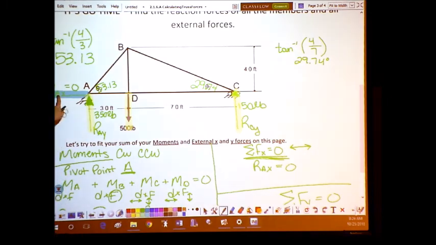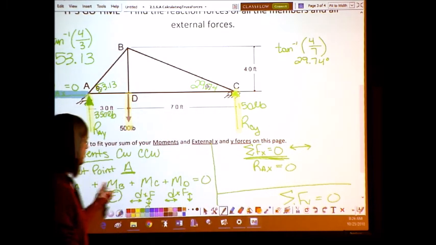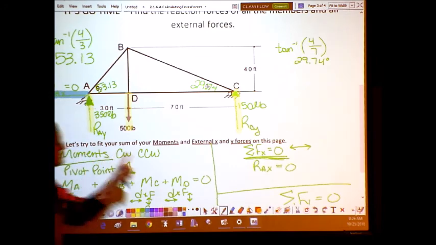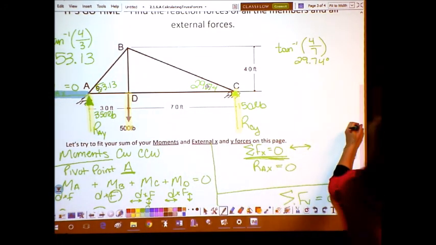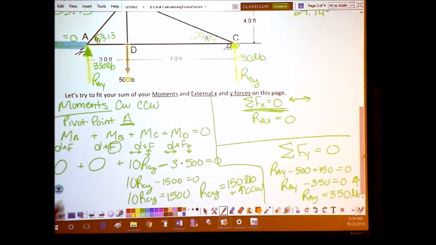We didn't know this was 0. We didn't know this was 350. We didn't know this was 150 until we did our moment calculations and some of our forces calculations. Moment calculations: we picked pivot point A because A had 2 unknown reactions. So A automatically became 0 because A is 0 feet away from A. And then B became 0 because there was no outside force on B.